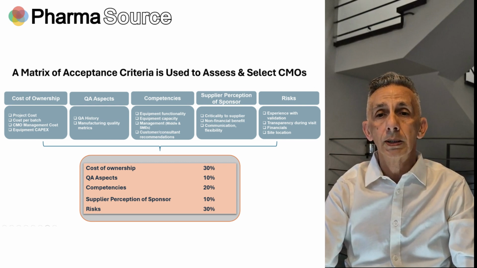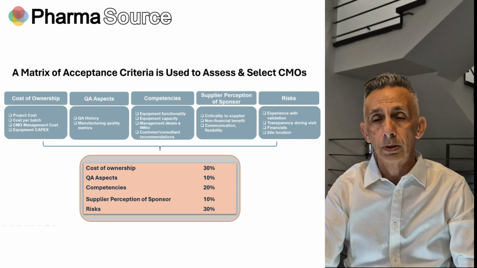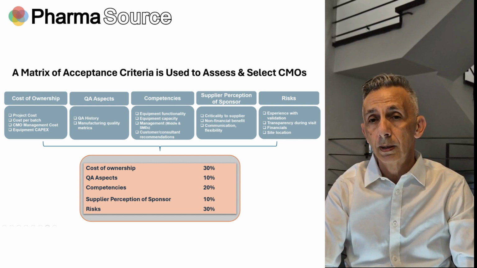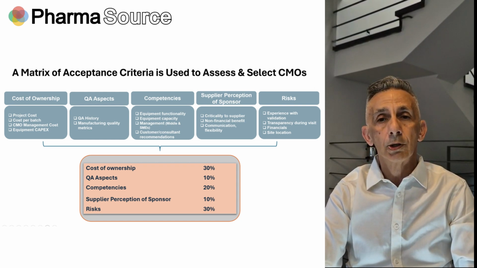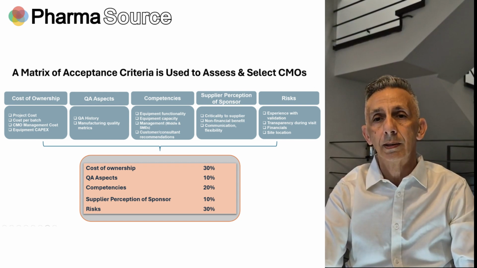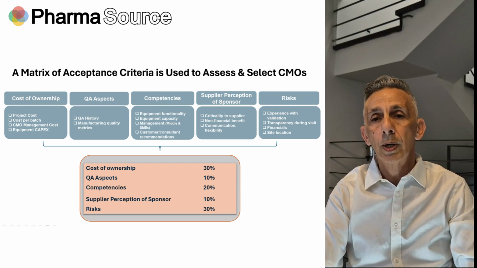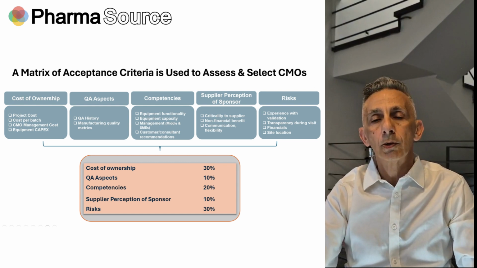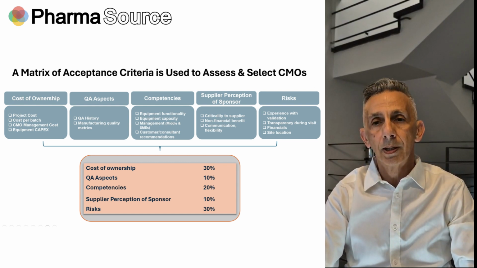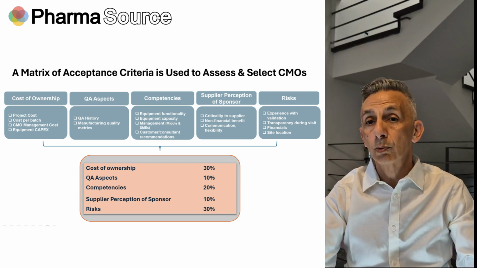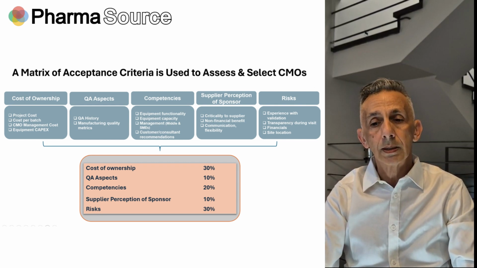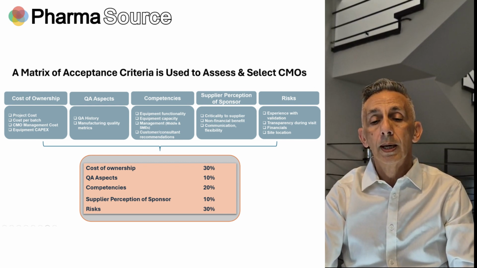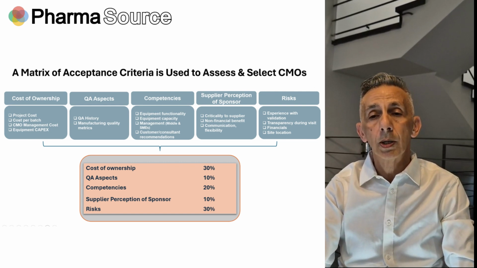In our case, we decided that the cost of ownership will take 30% of the overall estimation. QA aspect 10%, not because it's not important, but because we have already pre-selected the CDMOs based on their QA experience and the fact that they were FDA approved. So QA is important, but it is not the most critical aspect of the decision because it was already built in. The competencies in that case were very important. We put 20% of the weight, and there is also the supplier perception of the sponsor.